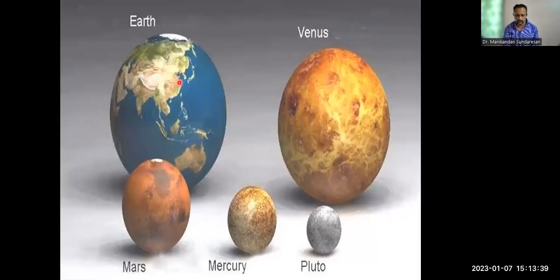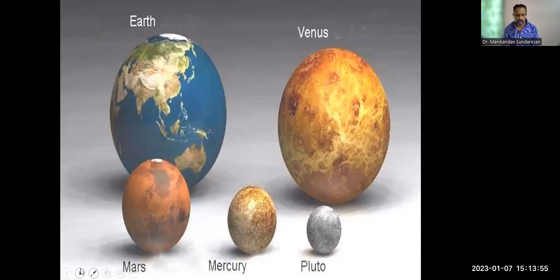And yeah, this is Earth. And this one is Venus. This is Mars, Mercury, and Pluto. Out of this region, Earth is the biggest one. Well, that's good news. The place where you and I are living is the biggest one.